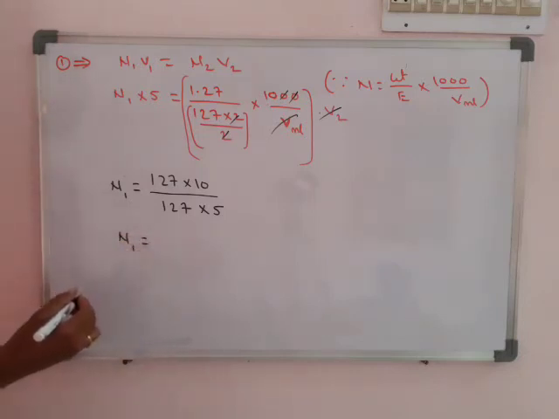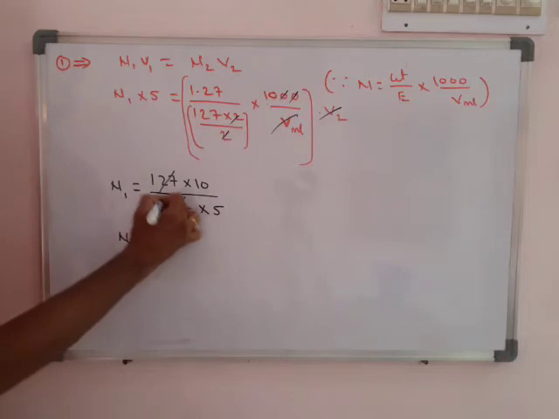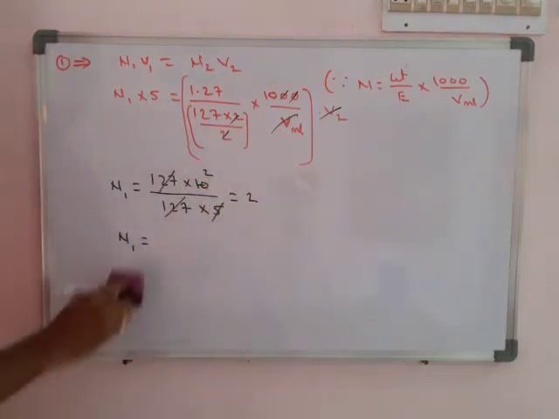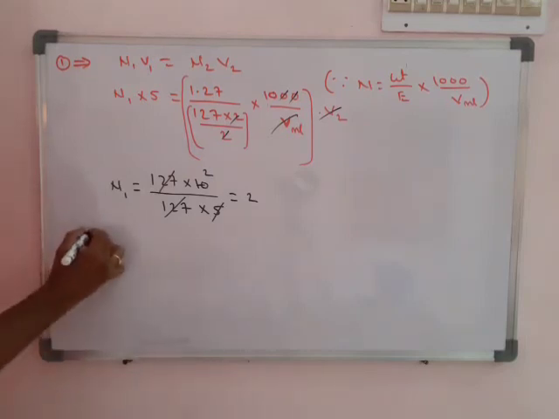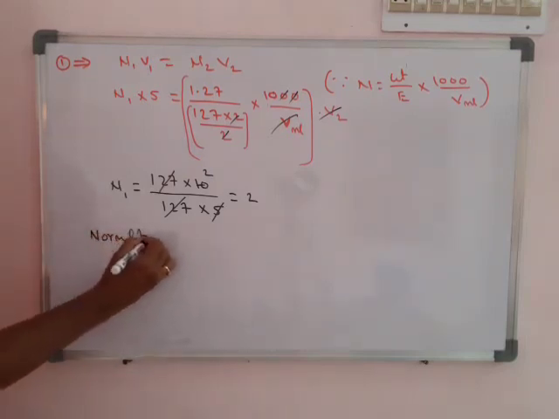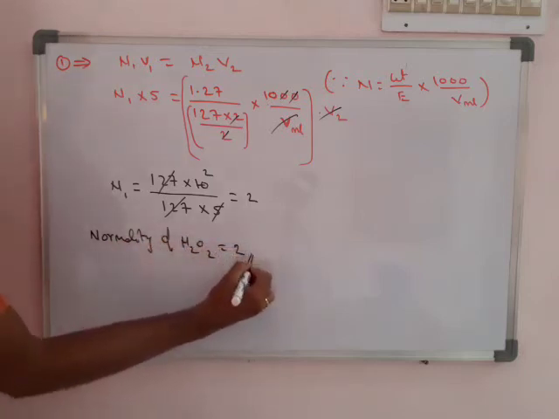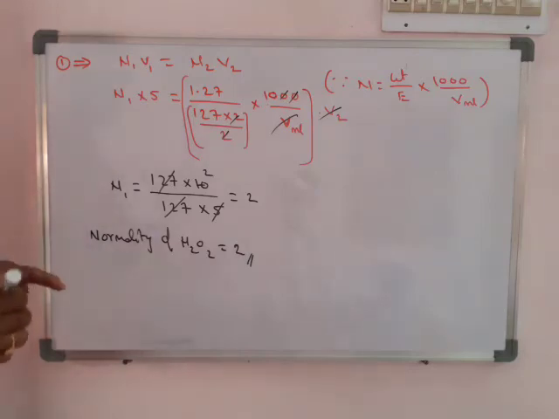So finally, normality equals 2, which means the normality of hydrogen peroxide is equal to 2. But I think the question is that we have to find the molarity. The question is the calculation of molarity.